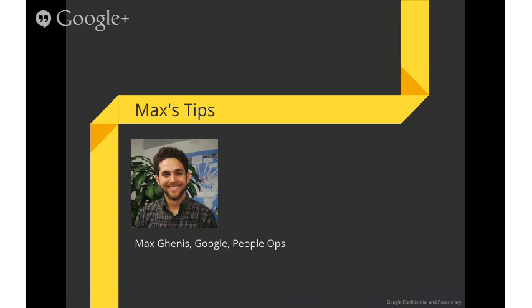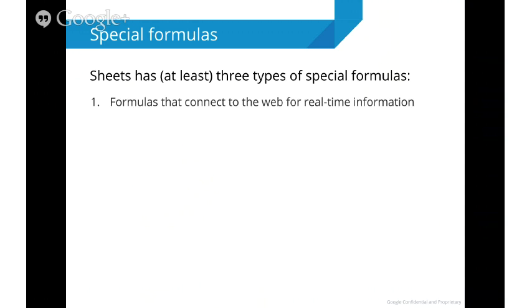So today I'm going to talk specifically about some other special formulas. ImportRange is one of those that Justin touched on. And really, I think of it as Sheets has at least 3 types of special formulas. So one is formulas that connect to the web for real-time information. And we'll go through some stock information to demonstrate this. Array formulas that expand to the range that you specify. So rather than just getting a single cell in a cell that you're entering a formula in, you can actually get a full region.